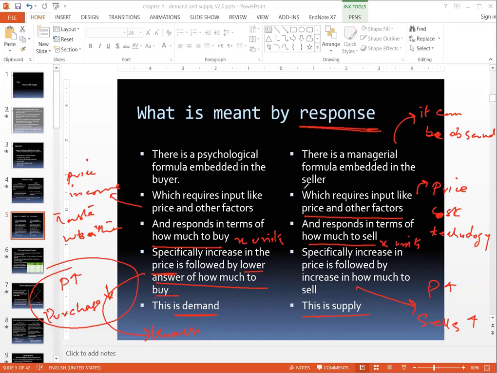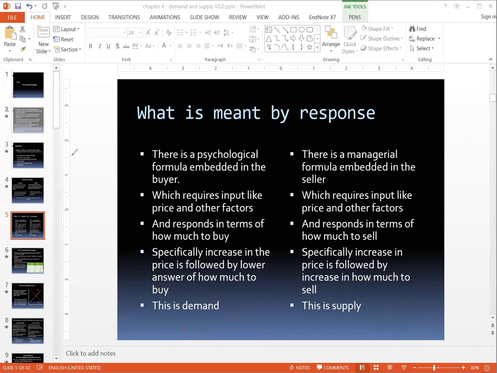So this is the difference between demand and supply. In demand, the inputs give how much to buy, but when there's an increase in price, there's a decrease in purchase. In supply, the inputs give how much to sell, but here an increase in price leads to an increase in how much to sell. So these are the major differences between supply and demand. Hopefully it is clear for you. So let's move towards the next point.